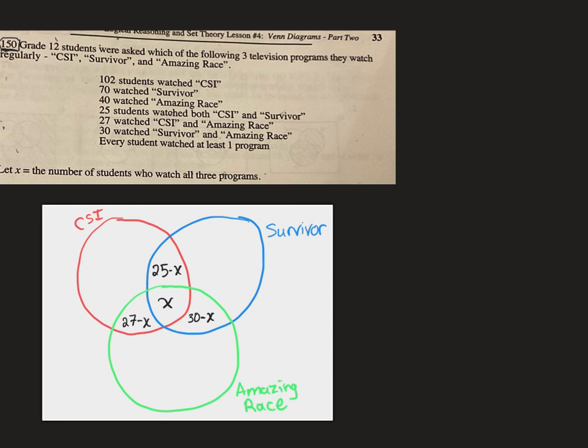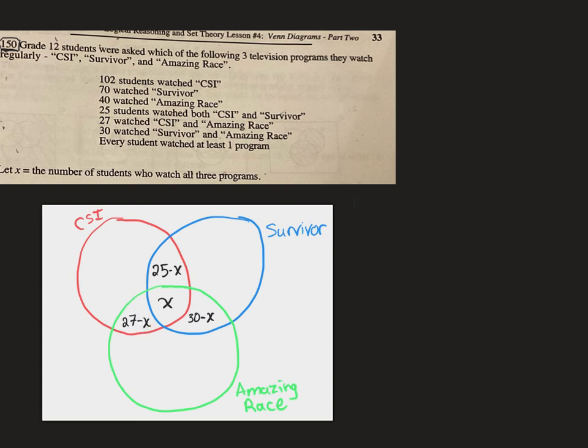Now, let's go to the other information they gave us. So 102 students watch CSI. So everything in the CSI circle adds to 102. Now, I could just simply go 102 minus, actually, we could do that off to the side, or, yeah, let's do that. I know I did another video a different way, but let's do that. So this empty region, we're going to find by taking that total that should be in the red circle, 102, and then subtract these other 3 regions, and that will give us this region.